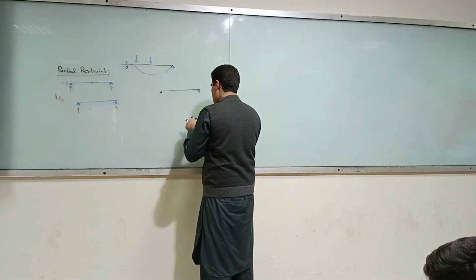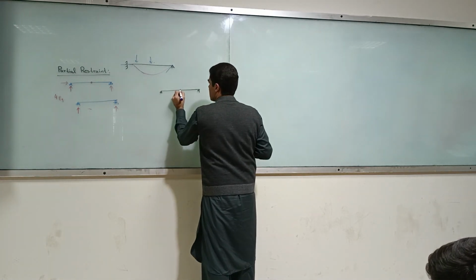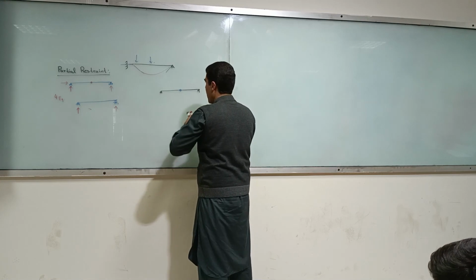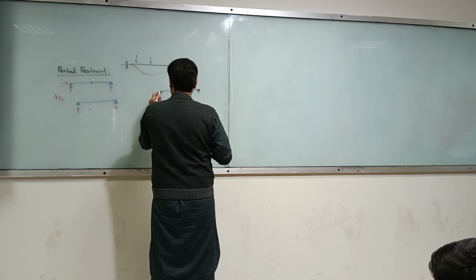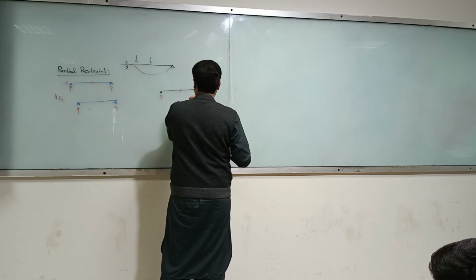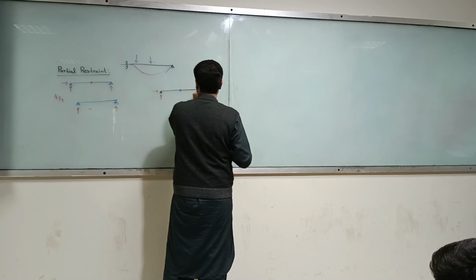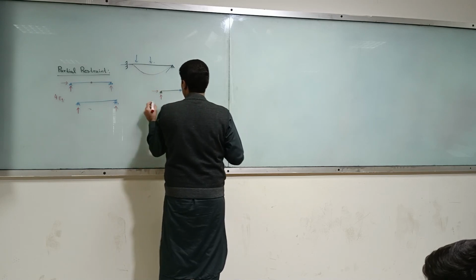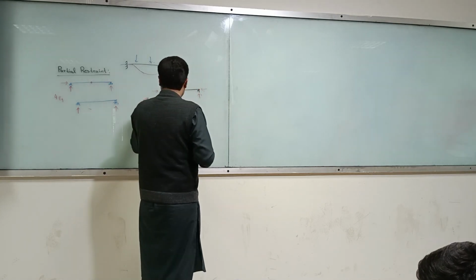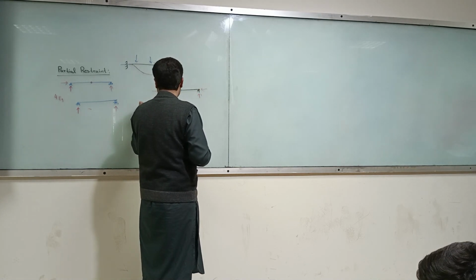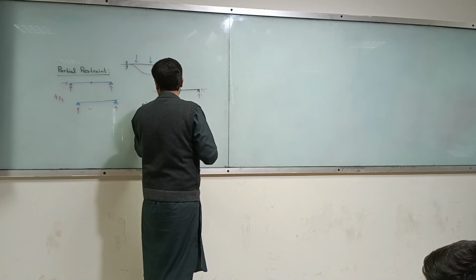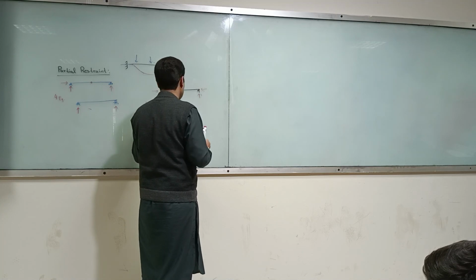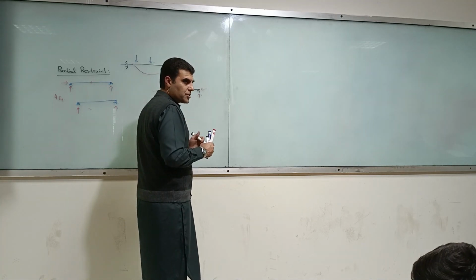if you have a hinge in the middle, in this case we have four reactions, and how many equations? Four equations. So we have four reactions and four available equations. So this becomes then stable.